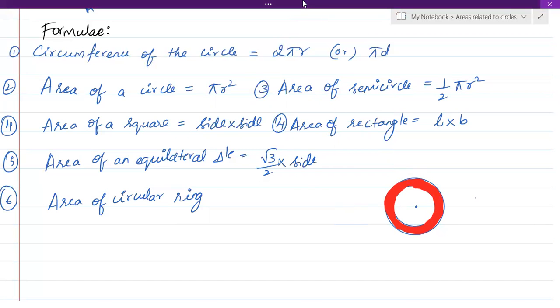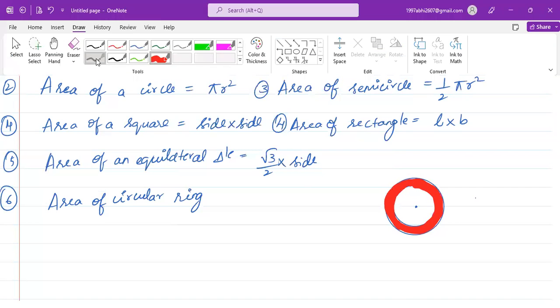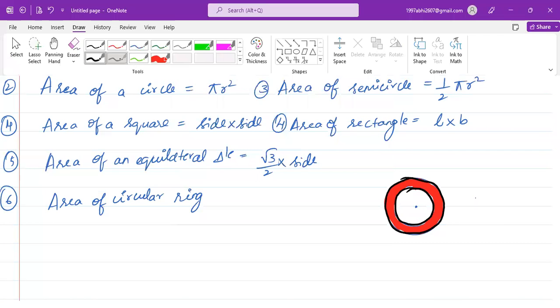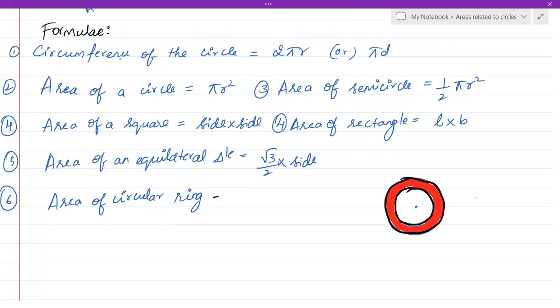Now, how do we find it? It's very easy. Let me make the border a bit thick, the outer circle. This is the outer circle, and this is the inner circle. So the red color region is known as the area of the circular ring. How do we find it? It is found using this formula. Area of the circular ring is given by this formula.